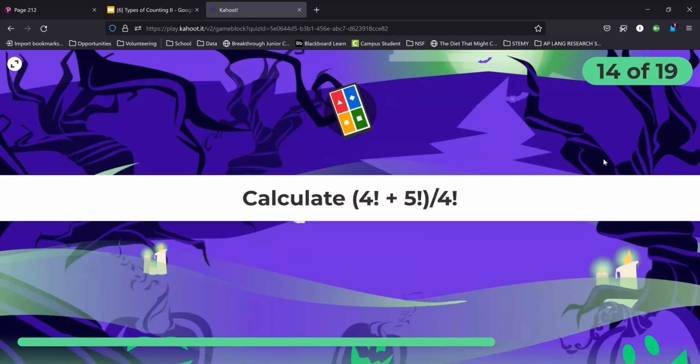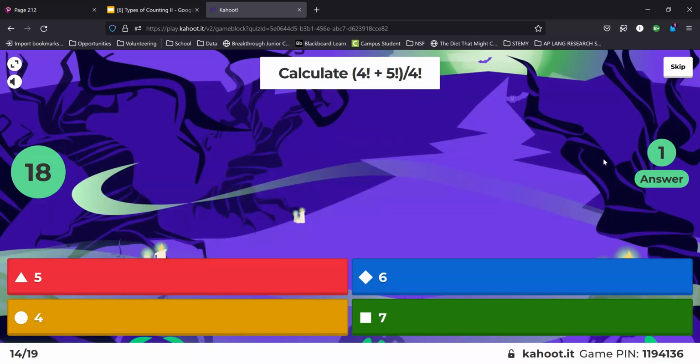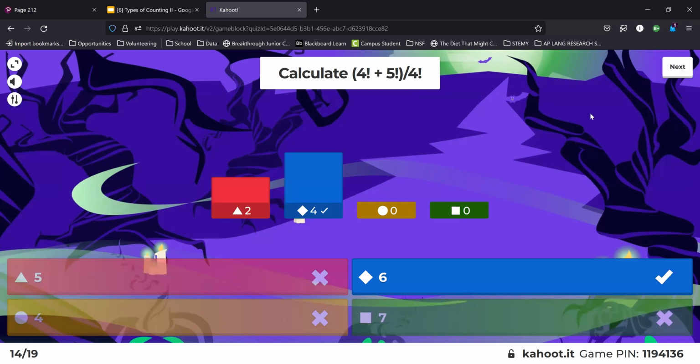Okay, this is actually going to be our last. So what is 4 factorial plus 5 factorial, that whole thing divided by 4 factorial? Okay, so 4 factorial divided by 4 factorial plus 5 factorial divided by 4 factorial is just equal to that. So you'd get 1 plus 5, which is just 6.